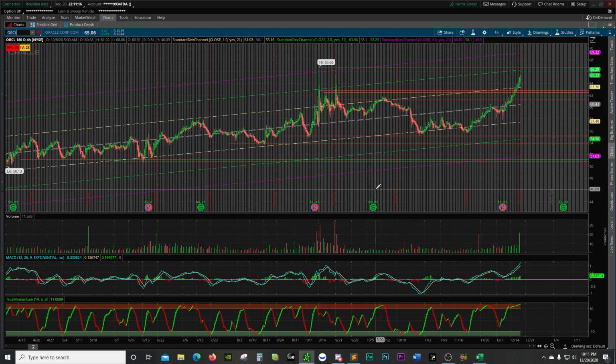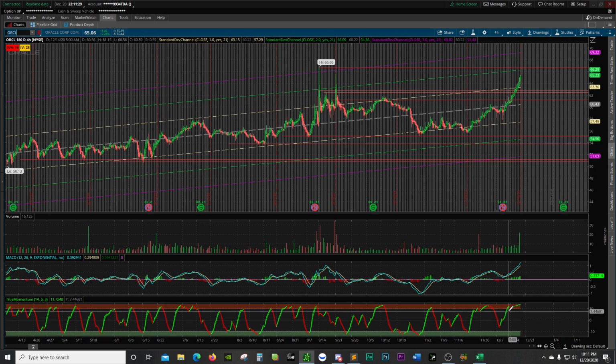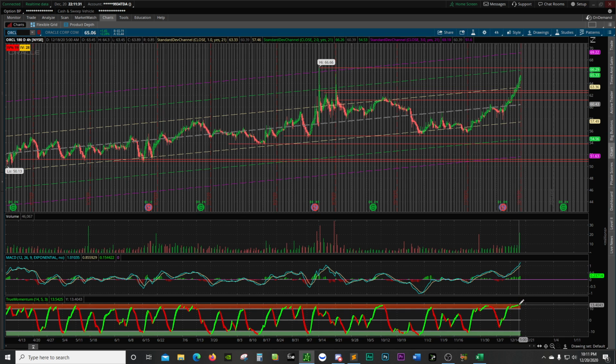Got it. And this is a funky looking true momentum. I mean, look down here. It's kind of going sideways in the red. So the red zone is overbought. Green zone's oversold. And it's been in the red zone for, well, let's see. What day is that? 1, 2, 3, 4, 5, 6, 7 days, 7 trading days. It's been in the overbought zone.